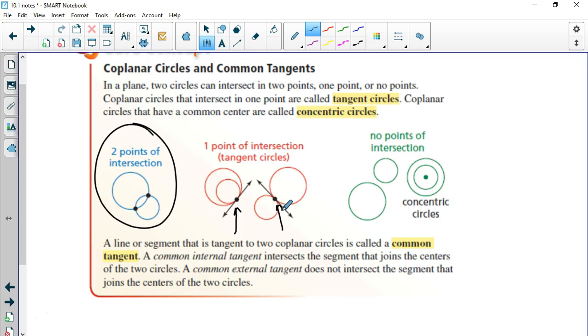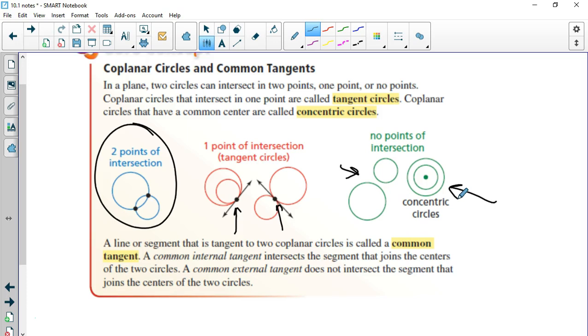Okay, they're just touching at 1 point. Or no points. Okay, and we have this situation where just two circles, nowhere near each other, not touching, nothing. Or we have a very special no point of intersection, like this, concentric circles, like a dartboard, where they have the same center. Okay, so a smaller and a bigger circle, basically similar circles, with the same center.